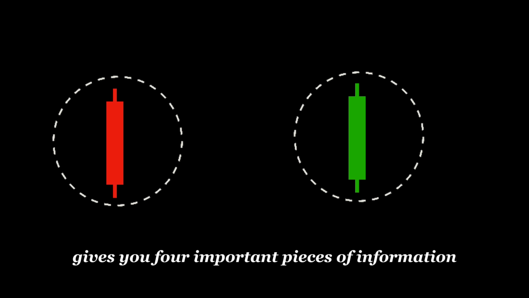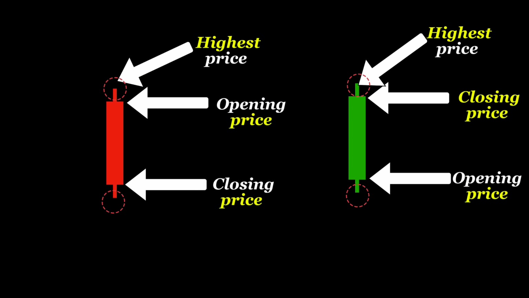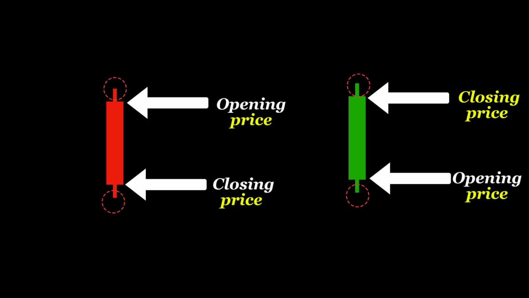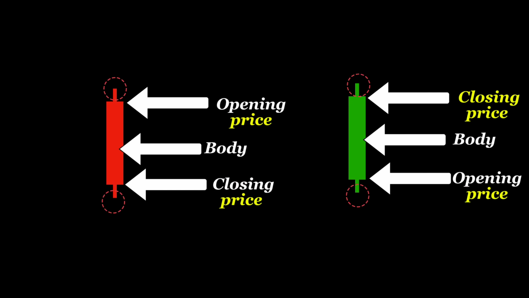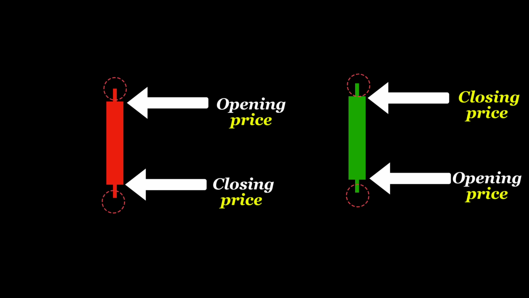Each candlestick gives you 4 important pieces of information: the opening price, the closing price, the highest price, the lowest price. The thick rectangular part of the candle is called the body. It shows the distance between the opening price and the closing price. Above and below the body, you will often see thin lines. These lines are called wicks, or sometimes shadows, and they show how far the price moved above or below the body during that period.